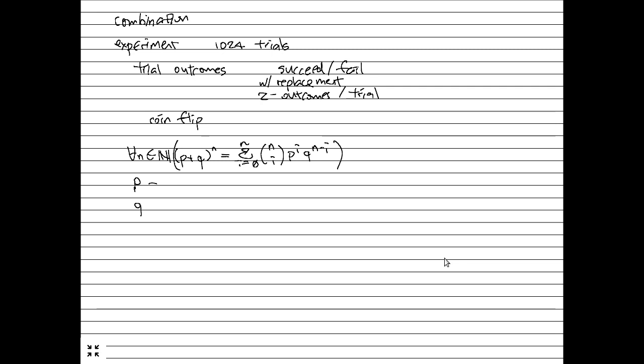Okay, so let's try to look at this in a different way. Let's look at this from the tree perspective. I really like the tree perspective. It is very visual, and it actually illustrates the concepts really well. So this is the beginning of the entire experiment, and this is my first trial.